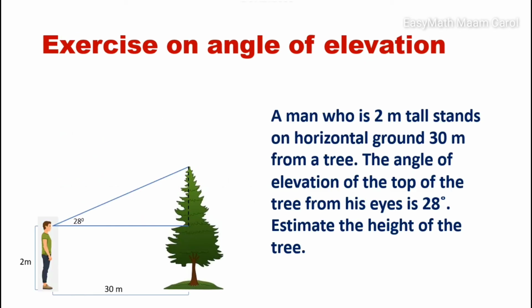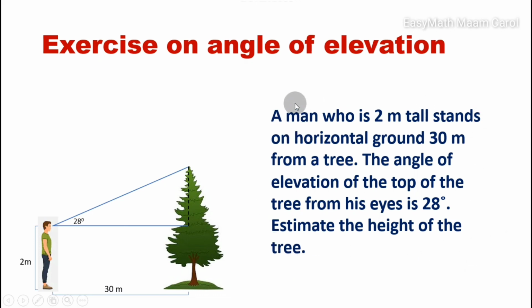Now, as an exercise on the angle of elevation, gagawa muna tayo ng isang particular example para malaman natin kung paano yung paggamit nito. Okay? So, here's the problem. A man who is 2 meters tall stands on a horizontal ground, 30 meters from a tree. The angle of elevation to the top of the tree from his eyes is 28 degrees. Estimate the height of the tree.